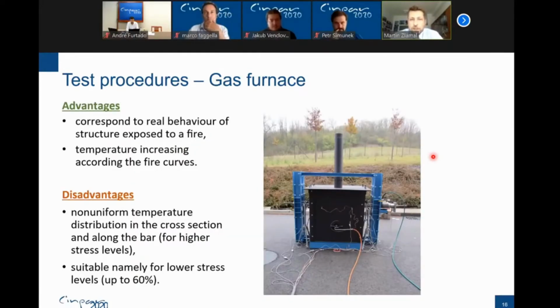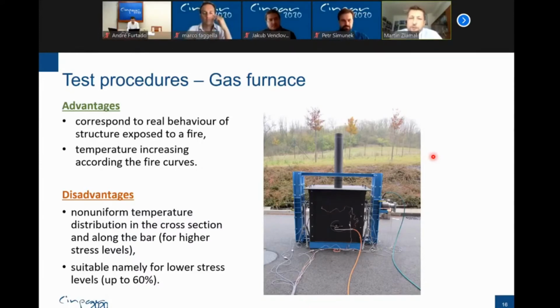The advantage of this type of procedure is that it corresponds to the real behavior of a structure exposed to fire, because in the first step we apply the loading and then we apply the influence of the fire. So it's the same procedure as the fire scenario in a real structure. And the next advantage is that in this furnace we are able to increase the temperature according to the fire curves. The main disadvantage is that, namely for higher stress levels, we obtain a non-uniform temperature distribution along the cross-section.